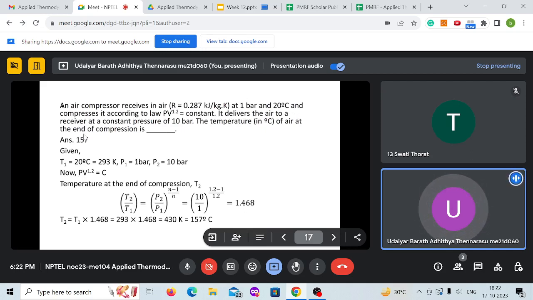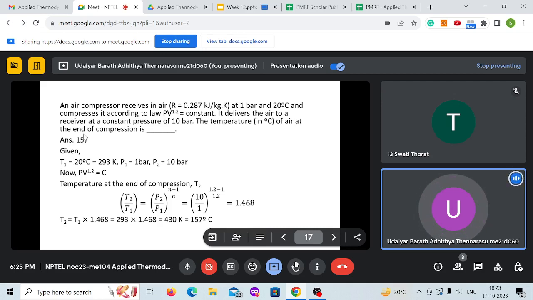So we know inlet temperature. So inlet temperature is 20 degrees, which is 293 Kelvin, and we know the inlet pressure or suction pressure, which is 1 bar, and we also know the discharge pressure, which is 10 bar. So we have to put it into the receiver, which is at 10 bar. So now the process which is happening is governed by the PV raised to power 1.2 equals C relation. So we find out the pressure and temperature relation. You can substitute the ideal gas equation PV equal RT into it, and you can find out the temperature and pressure relation.